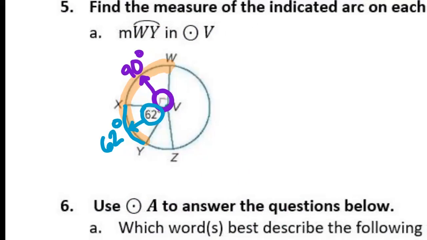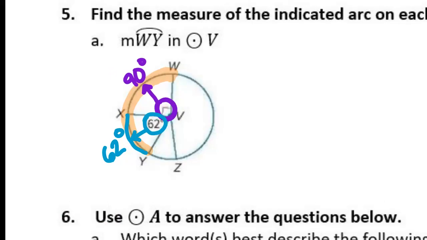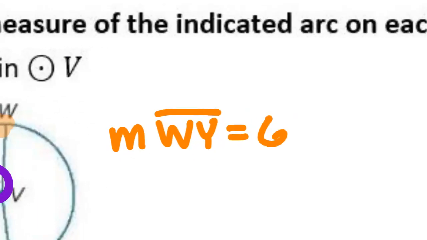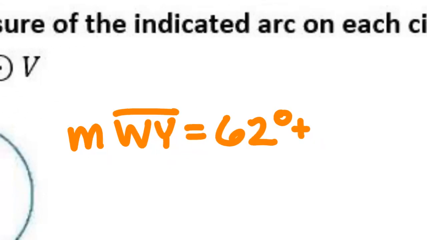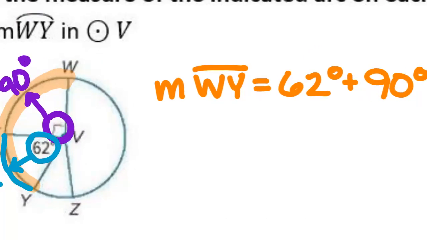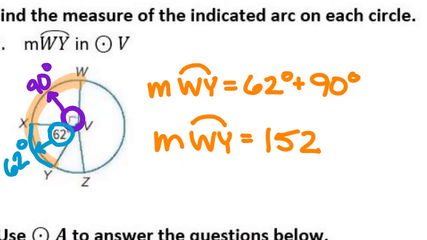So what do you think I need to do to find the measurement of arc WY? Yep. Measurement of WY is equal to 62 degrees plus 90 degrees. What is 62 plus 90? 152, and I wrote segment instead of arc. Measurement of arc WY is 152 degrees.